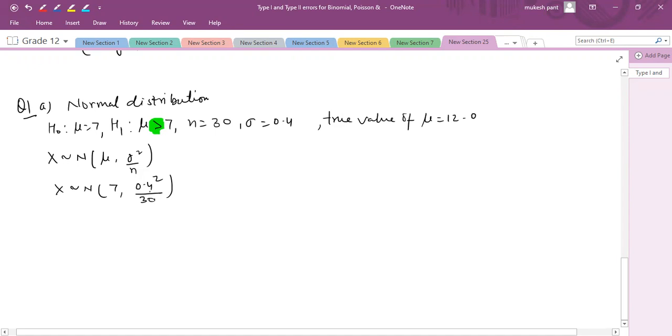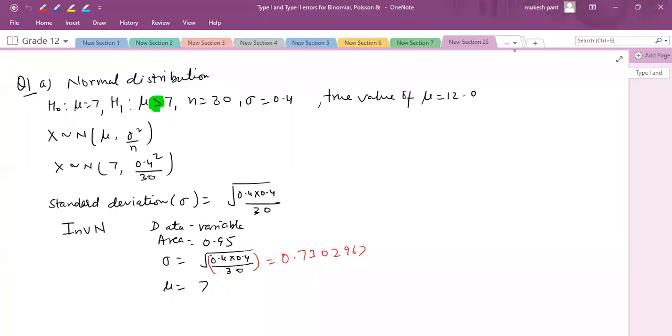Once you find the critical region, you will be able to find the probability of type 1 error, right? So now, use inverse normal. The data will be variable. The area is 0.95 because it's greater than the significance level of 5%, so the area will be 95%, meaning 0.95.